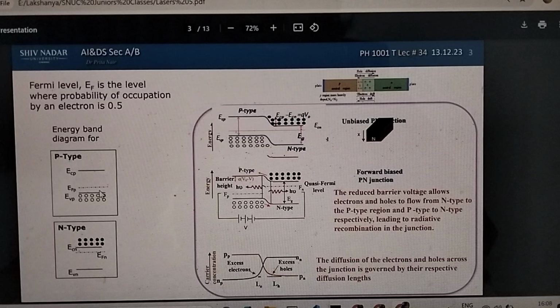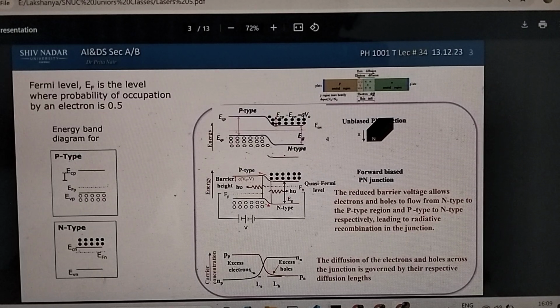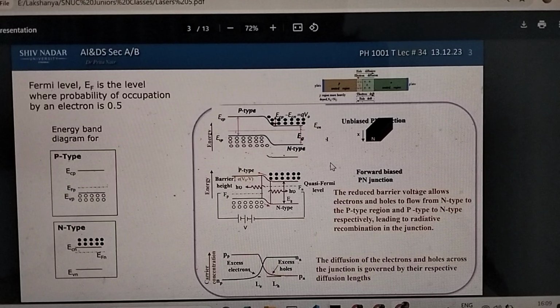Valence band is filled with holes. If you take the N region, again valence band, conduction band. Fermi level is closer to the conduction band, and conduction band is filled with electrons. These are things you know from your semiconductors chapter.